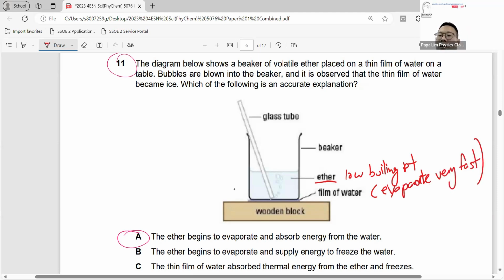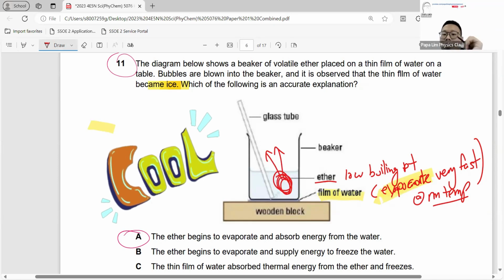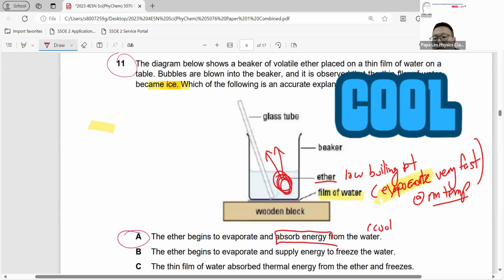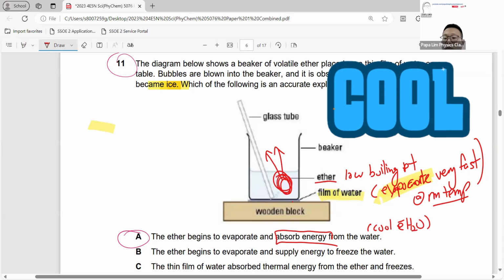So it evaporates at how fast? It evaporates at room temperature. So even at room temperature, it will evaporate very fast. That's why with alcohol and the like, you will find that you have this cooling sensation. When ether evaporates, it actually absorbs energy from the water, so you will cool down the water. When the ether evaporates, it cools down the water by a lot.